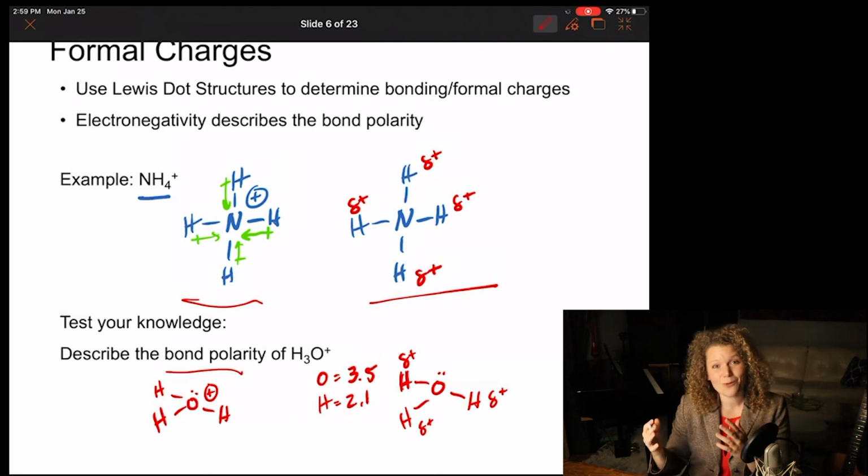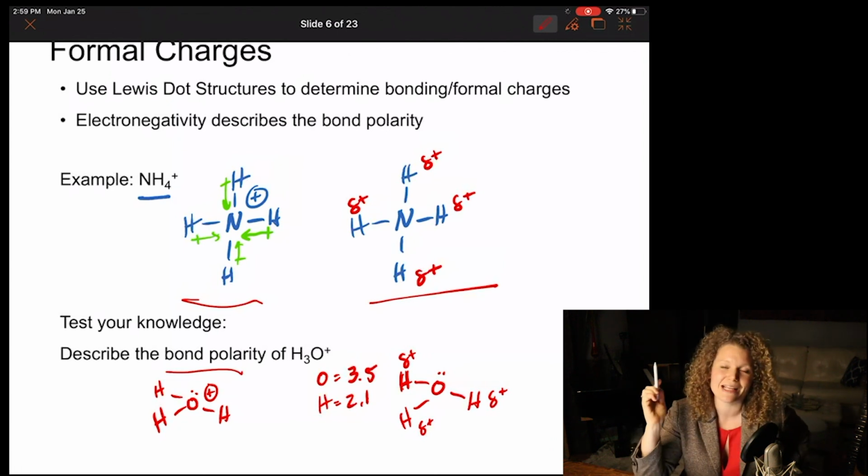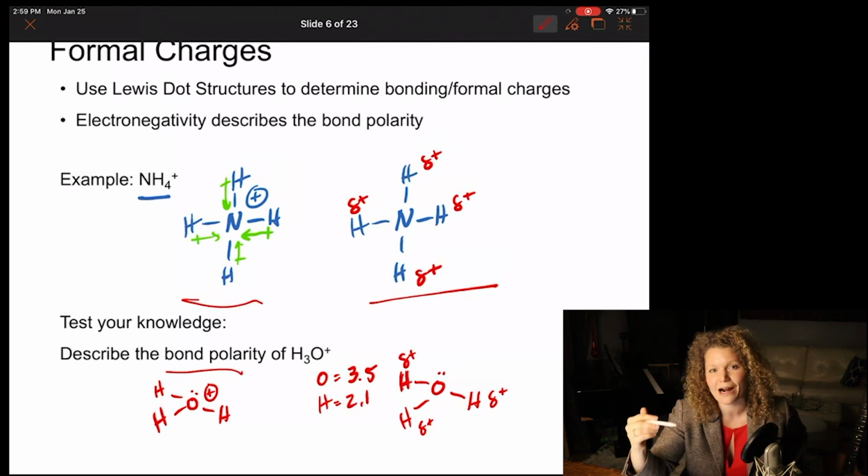So in this video, we talked about Lewis structures, formal charges, and we used electronegativity to describe molecules.